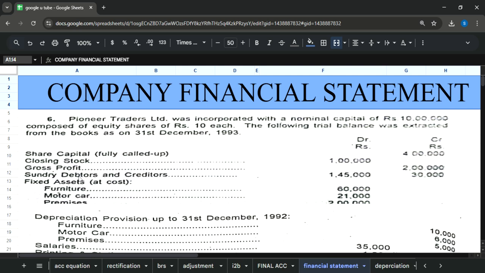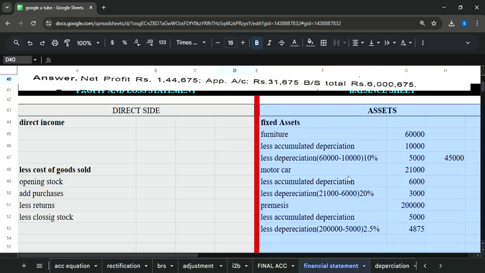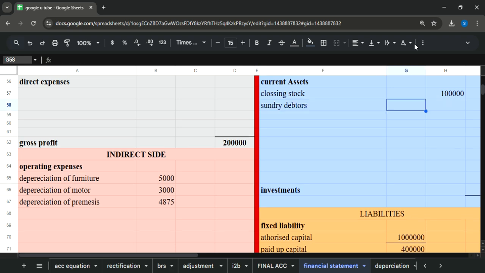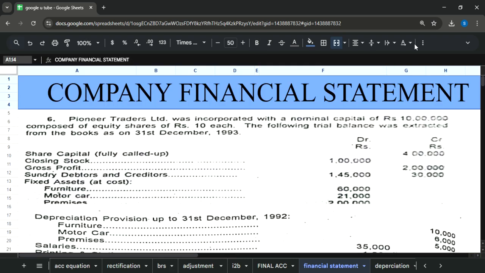We have sundry debtors and creditors. Now both are given at the same time and we know debtors are assets. Assets should be written on the debit side. So this debit amount 145,000 would be considered as our debtors. So here let's mention sundry debtors. Amount of sundry debtors as we have decided is 145,000.